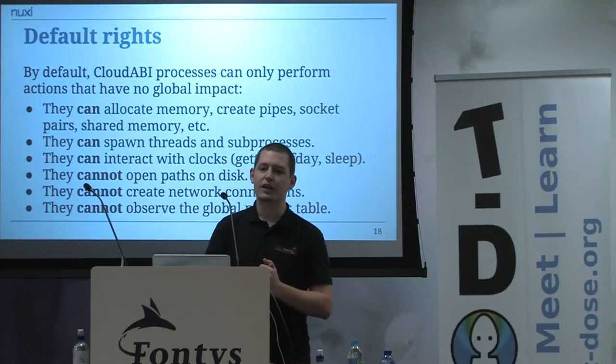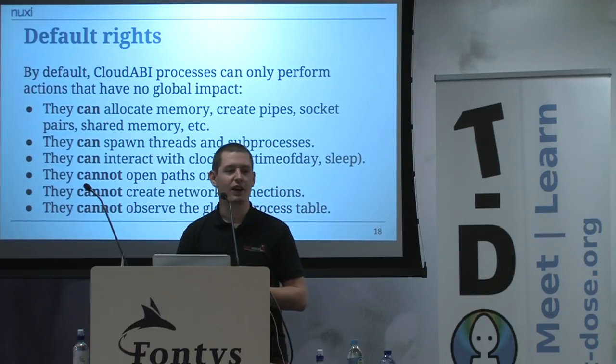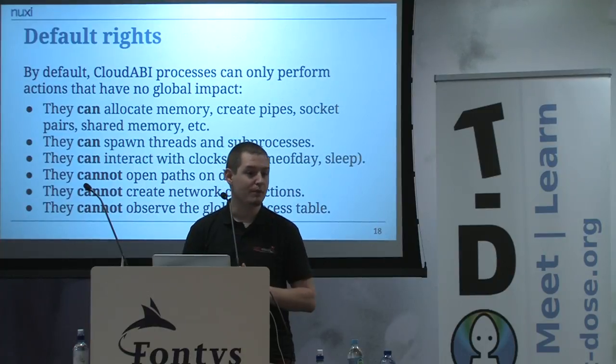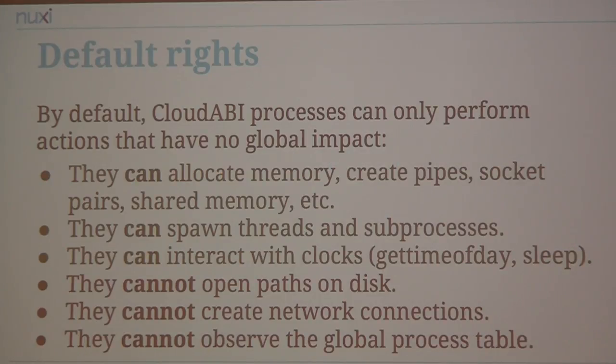So, what can a CloudABI process do by default? If you would start it up, not granting it any special rights, so you would just say ./myprogram, it can allocate memory, it can create shared memory, it can create pipes, socket pairs. Essentially, it can create IPC mechanisms and allocate resources that are used internally. It can create threads and subprocesses. So it can actually create an entire hierarchy of subprocesses underneath and compute all sorts of interesting stuff. There are no special rights needed for that.